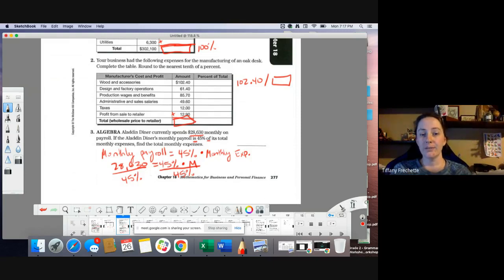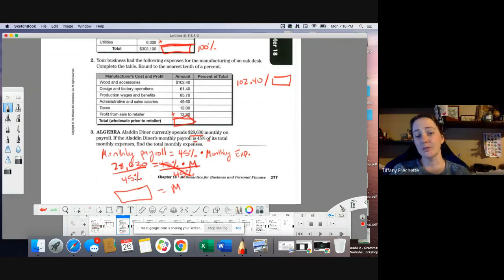So 45% divided by 45%, any number divided by itself is 1. So it drops off, it disappears. And the reason is because it's moving over to the left side here. So we just need to do this division to find out what the monthly expenses are. And I'm dividing by a percentage, which means it's actually going to be a bigger number. For whatever reason, that doesn't always make sense to some students, but it's going to end up being a bigger number here because I'm dividing instead of multiplying. So I'm going backwards to get the larger number here.